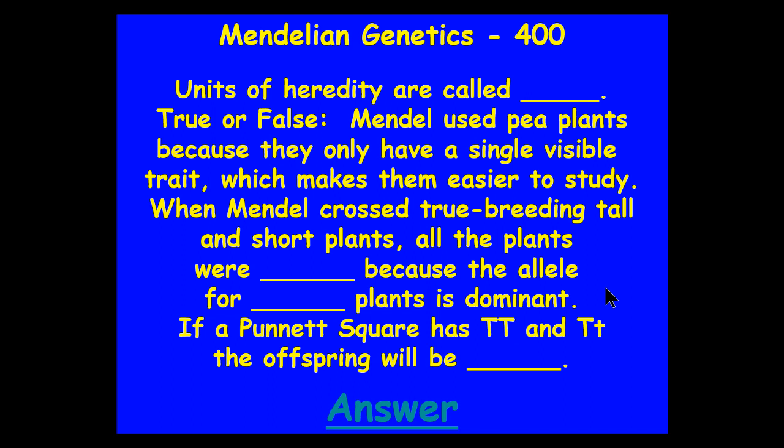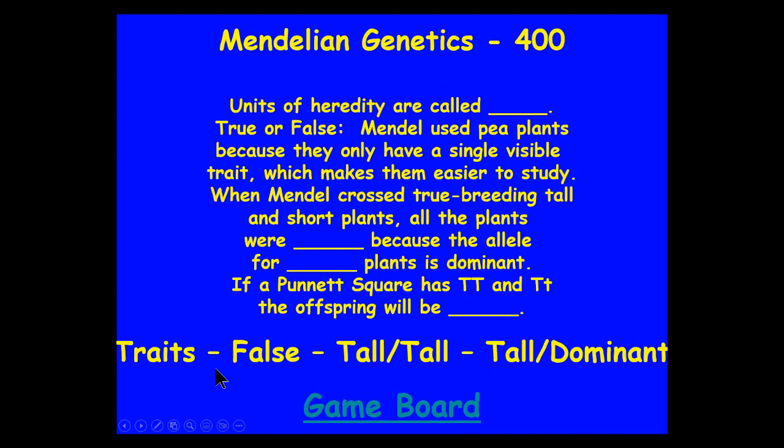Answer coming in 5, 4, 3, 2, and 1. All right, units of heredity are called genes, traits. Either of those would work. Mendel did not use pea plants because they had one trait. They had a variety of traits, so that is false. True breeding, tall and short plants, all of the plants were tall because the tall gene or allele is dominant.